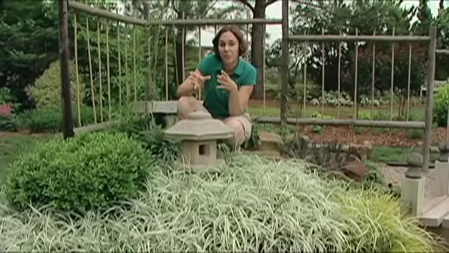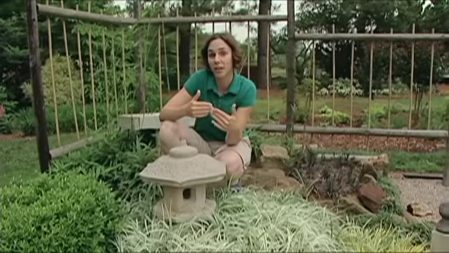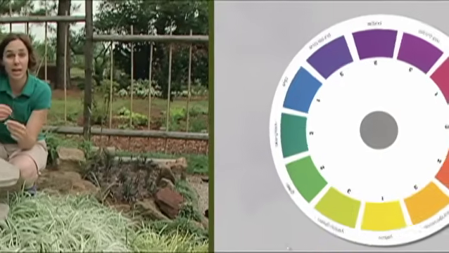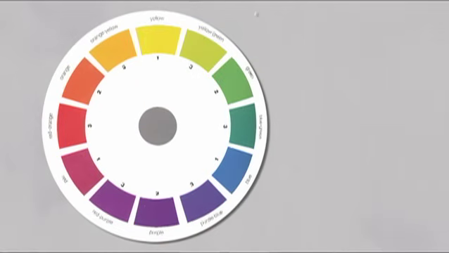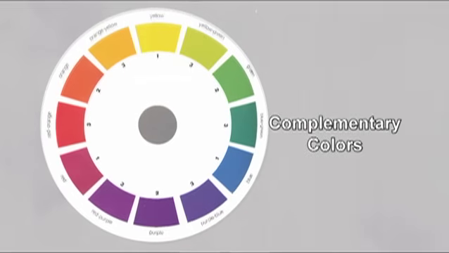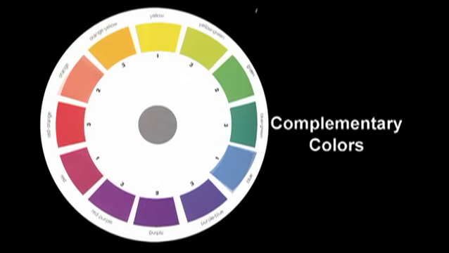Colors combine in very different ways, and understanding how they combine and how they look together can help us use those more effectively in a planting. A color wheel can help you understand that combination. There are several common color schemes or color combinations that are used in planting, and the first of these is the complementary color scheme. Complementary colors appear opposite one another on the color wheel.